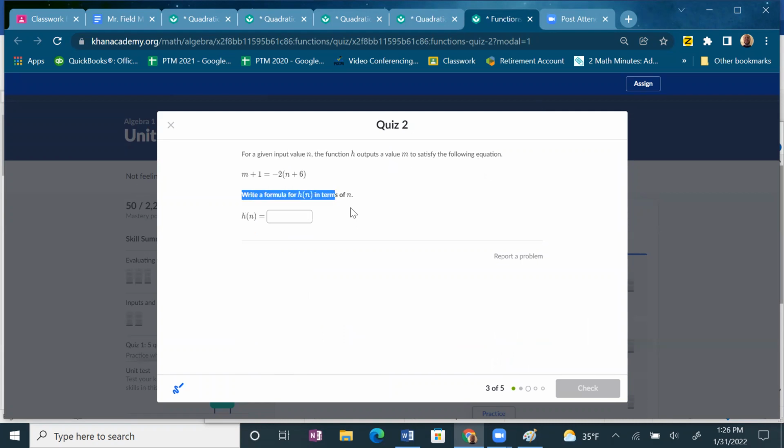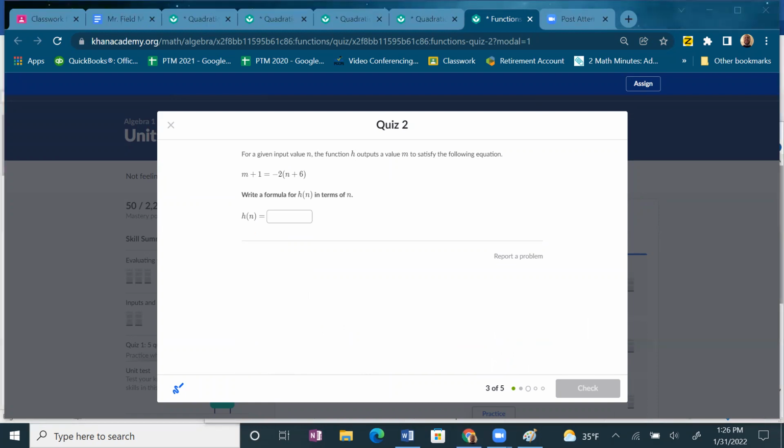Write the formula for h of n in terms of n. So what we need to do is, you still trust me, we need to rewrite this in terms of m equals. Okay, so h of n means put n on the other side. There's only one thing to do to get m equals, because the only thing on the side with m is that +1. So we can write m equals -2 n plus 6 minus 1.